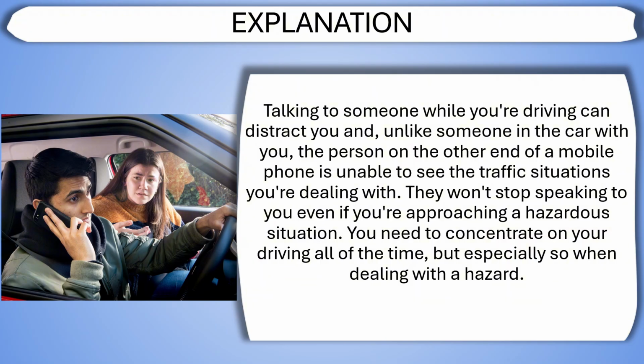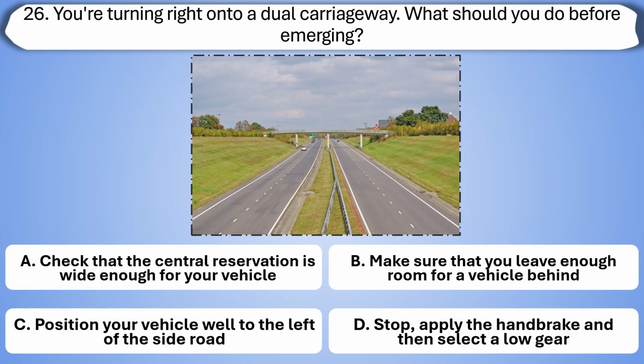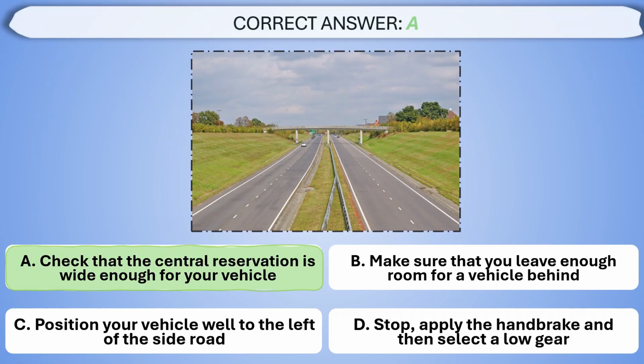26. You're turning right onto a dual carriageway. What should you do before emerging? A. Check that the central reservation is wide enough for your vehicle. B. Make sure that you leave enough room for a vehicle behind. C. Position your vehicle well to the left of the side road. Or D. Stop, apply the handbrake, and then select the low gear. The correct answer is A. Check that the central reservation is wide enough for your vehicle.